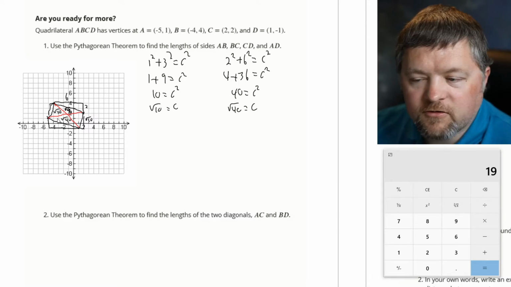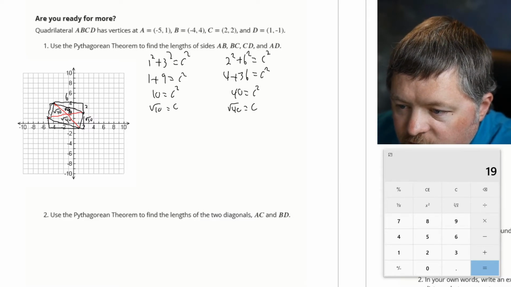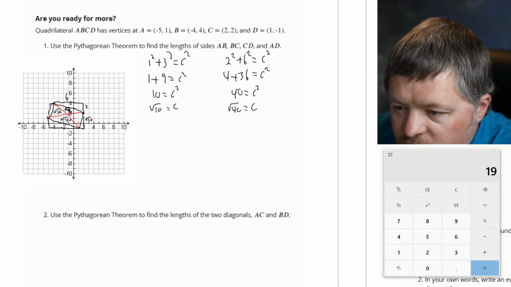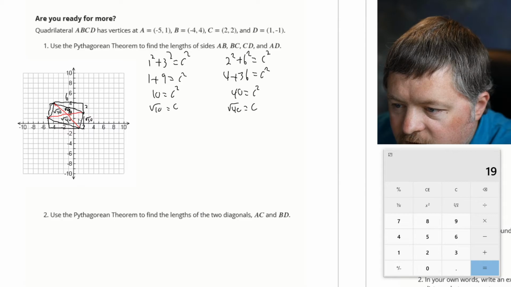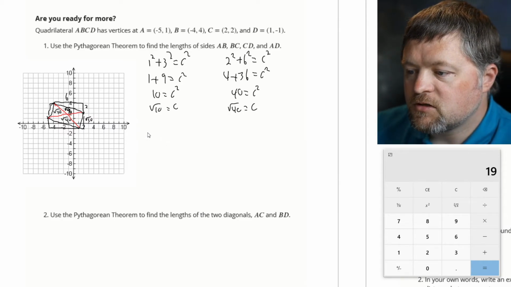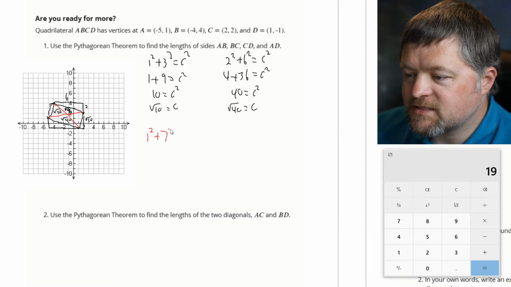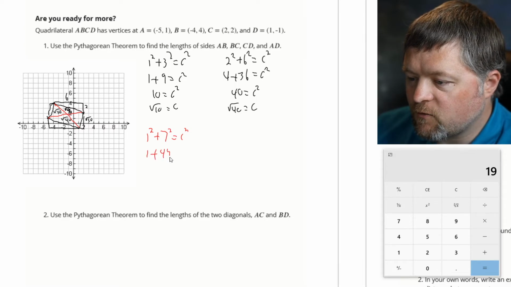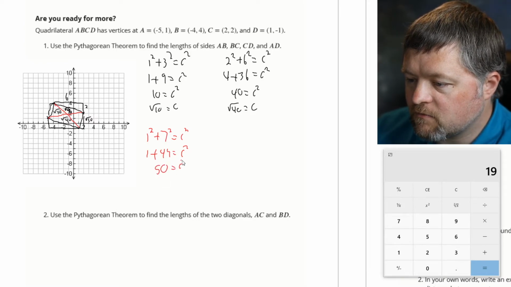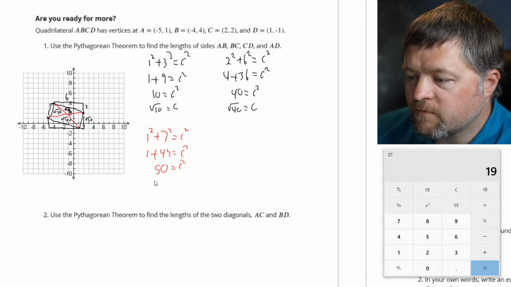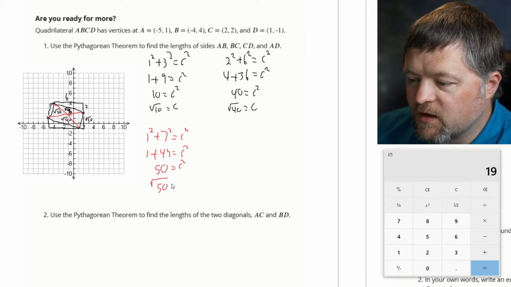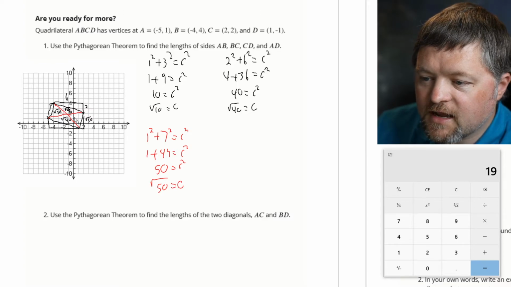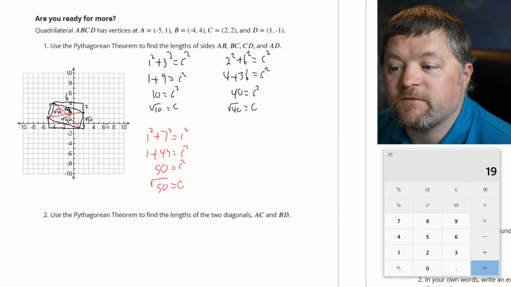This first diagonal right here looks like it goes up 1 and over 1, 2, 3, 4, 5, 6, 7. So that would be 1 squared plus 7 squared equals c squared. 1 squared is 1. 7 squared is 49. 1 plus 49 is 50. So the square root of 50 is equal to c. So this diagonal here, the length of it is the square root of 50.